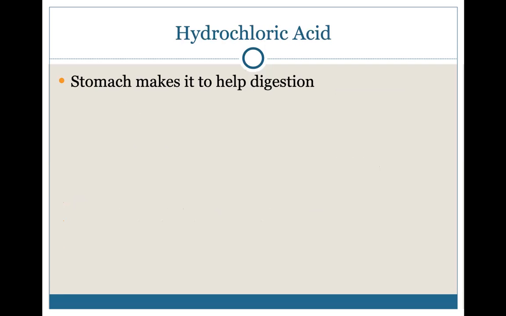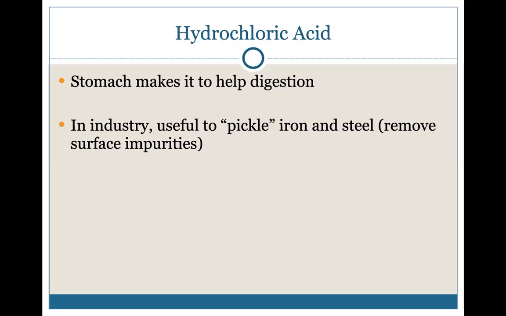Next is hydrochloric. Obviously, speaking in biological terms, this is the acid that is in our stomachs. This helps to create an acidic environment for pepsinogen to turn into the enzyme pepsin, which helps to digest proteins, but it also helps to kill any pathogens or any contaminants that might be in the food that you eat. In industrial situations, hydrochloric acid is used to what we call pickle iron and steel, which is to remove surface impurities.